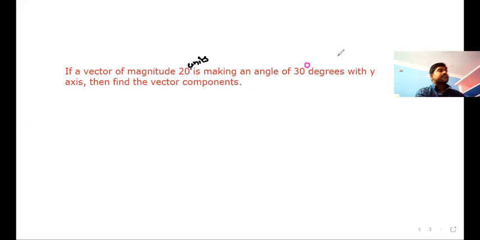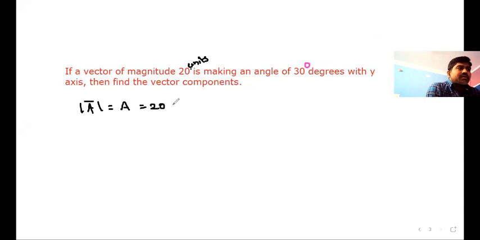See the question. If a vector of magnitude 20 units is making an angle 30 degrees with the y-axis, then find the vector components. So what is the magnitude of the vector given? Let me consider the vector is A bar only. Then the magnitude of the vector, that is A, is given as 20 units. And what is the angle made with? Angle 30 degrees is made with the y-axis.